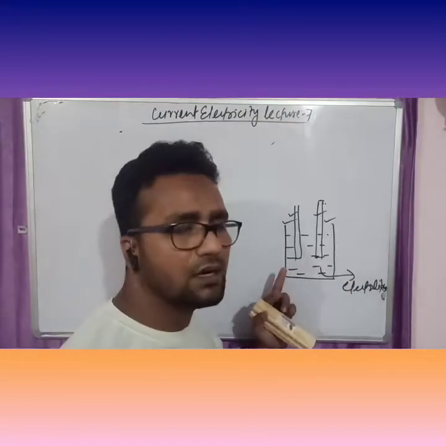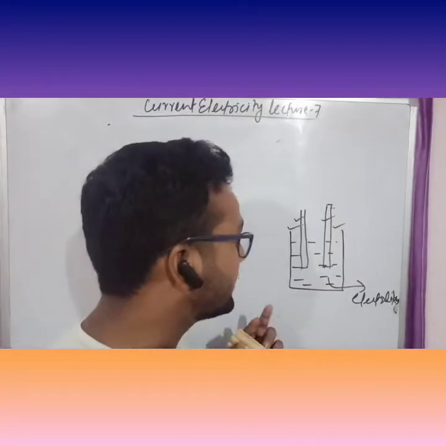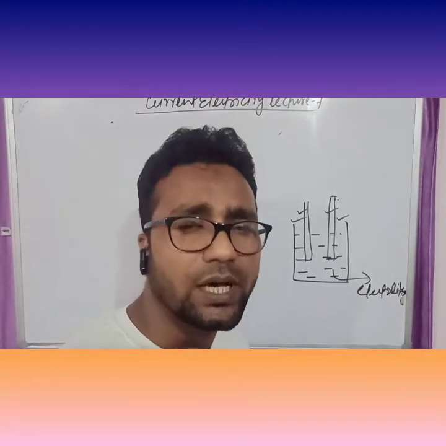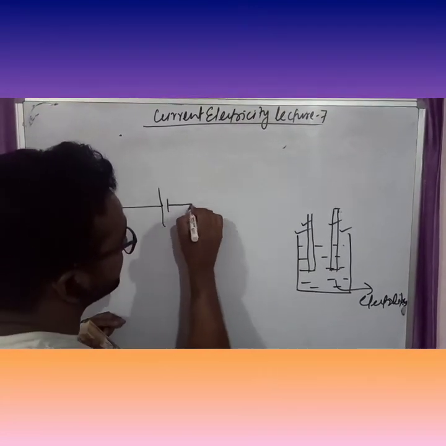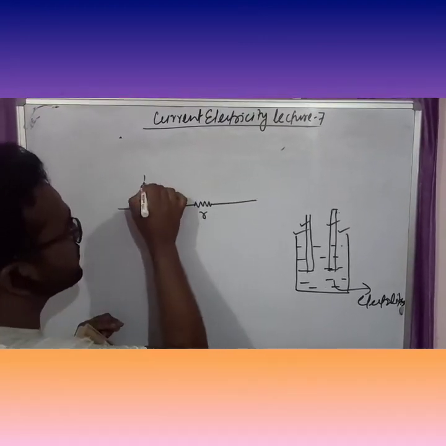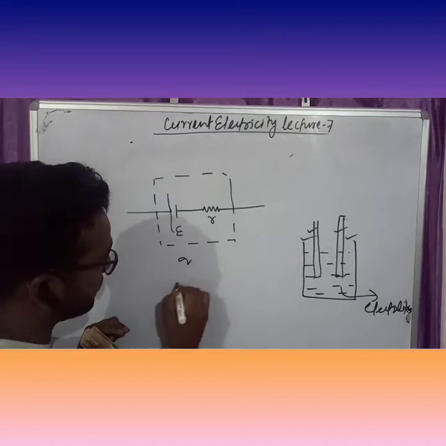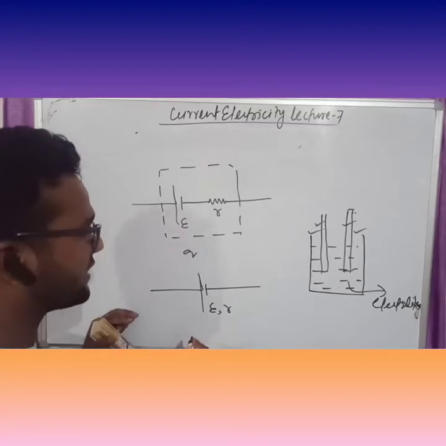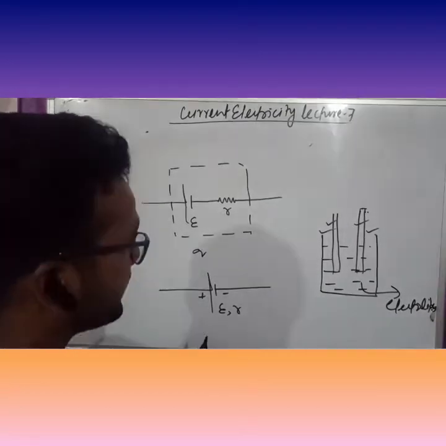Now, what is a cell? A cell is an electrical device which converts chemical energy into electrical energy. The symbol of the cell is simply written like this, and this one is the EMF, and this r is the internal resistance of the cell. Also we can write the symbol like this, here E and r. Also we can write like this, and this is the symbol for a cell.